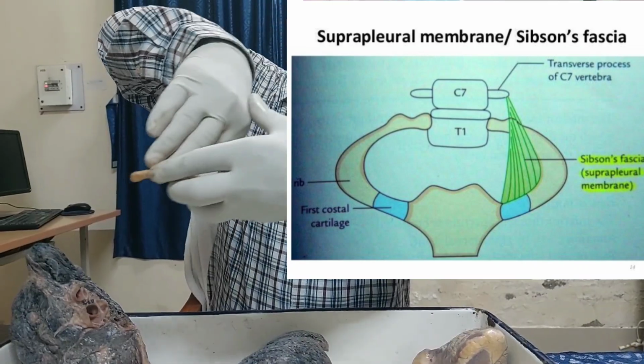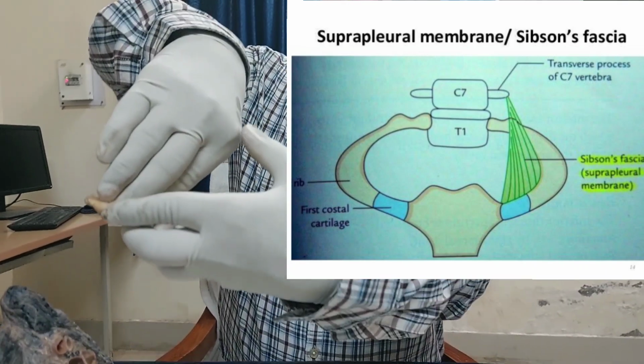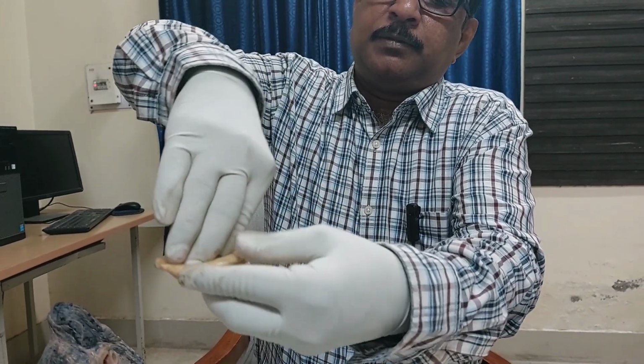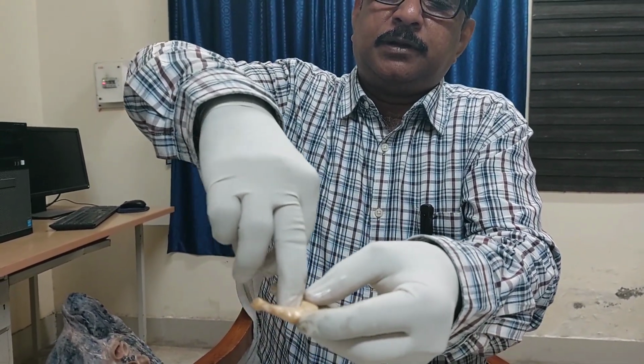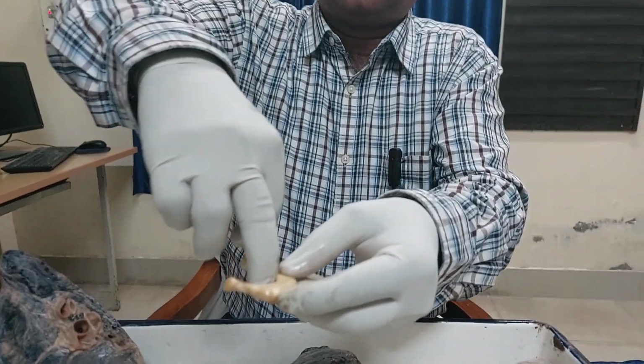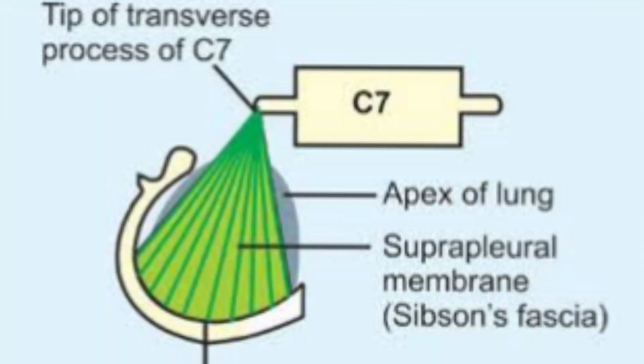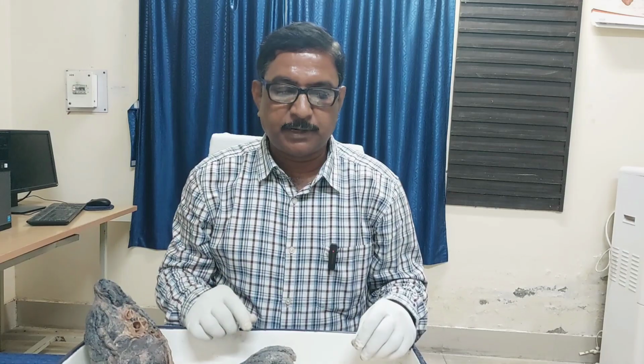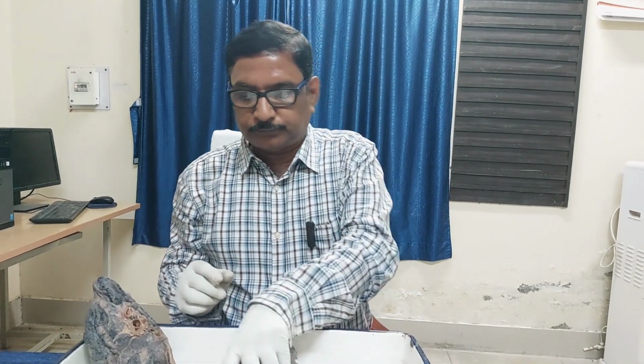So this posterior attachment is the transverse process of the 7th cervical vertebra, and this is the anterior attachment along the inner border of the first rib and first costal cartilage. It is suprapleural membrane or Sibson's fascia. There are so many views on its composition. It is mainly a fascial part, and some scalenus minimus muscle may contribute to be a part of this Sibson's fascia or suprapleural membrane.